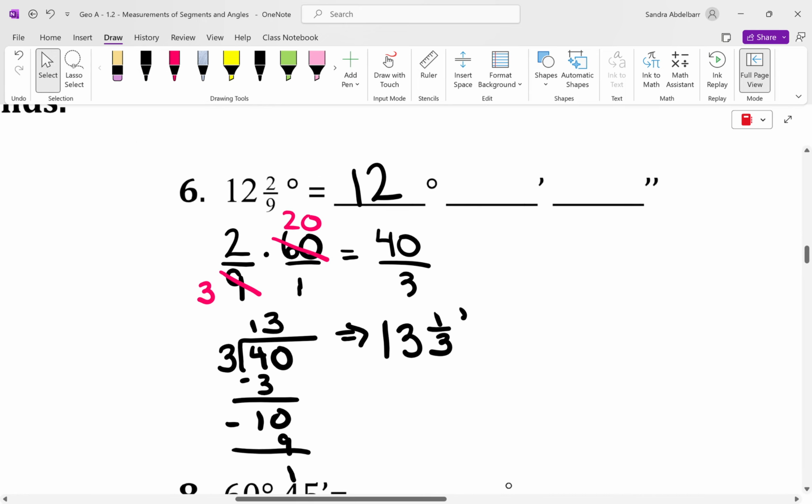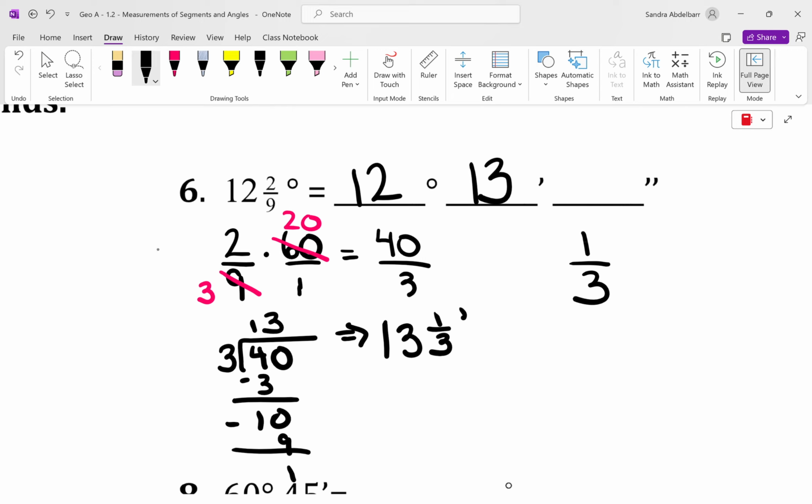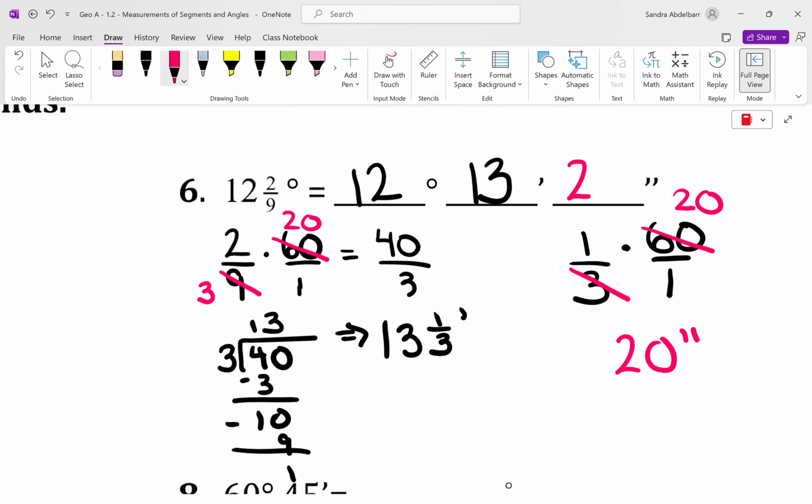Okay, so now what am I going to do? Guess what? I'm going to keep the whole number as my minutes. What's the whole number? 13. So that takes my minutes. And guess what I'm going to do with the 1/3? Make it seconds. So how do I make 1/3 seconds? Multiply it by 60 over 1 again. You got it. This time it works out. 3 goes into 60 20 times. 1 times 20 is 20. So now we have 12 degrees, 13 minutes, and 20 seconds.